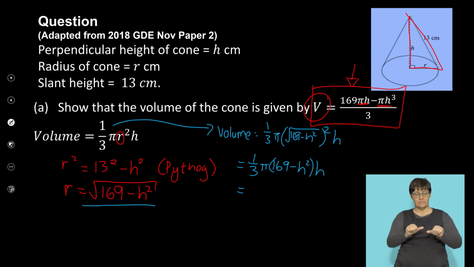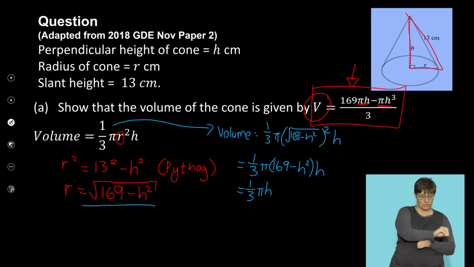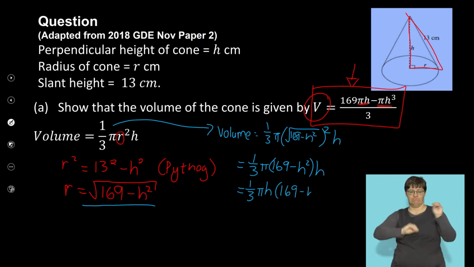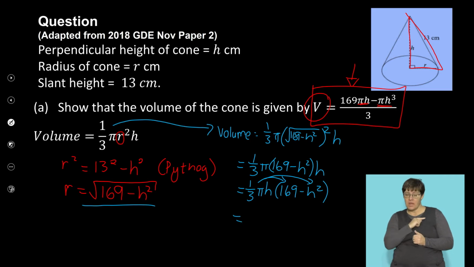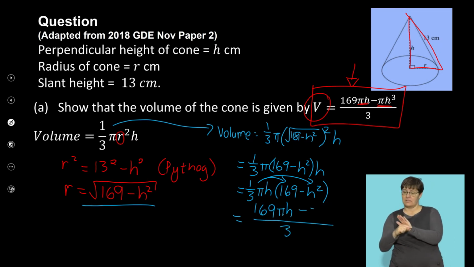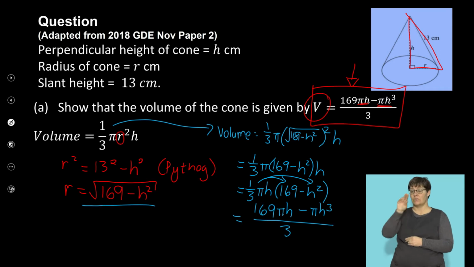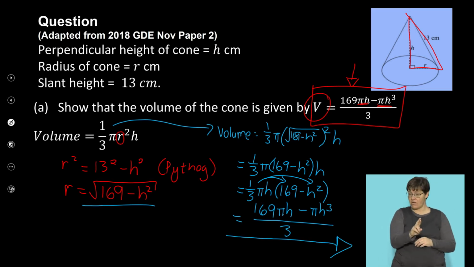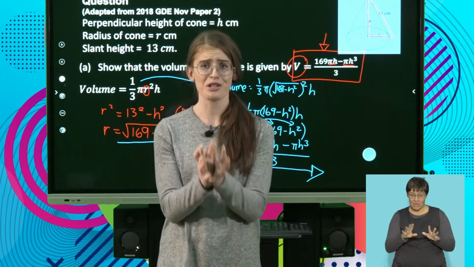In my next step, I'm just going to bring my h to the front, because then I will be able to distribute 1/3 pi h into my bracket. Because if I do distribute it, I'm going to be left with 169 pi h over 3 minus pi h cubed over 3. And I can see I have arrived at my end goal. So essentially all that I needed to do is express r in terms of h, and that helped me find the volume. Great everyone, I hope that you're with me so far.